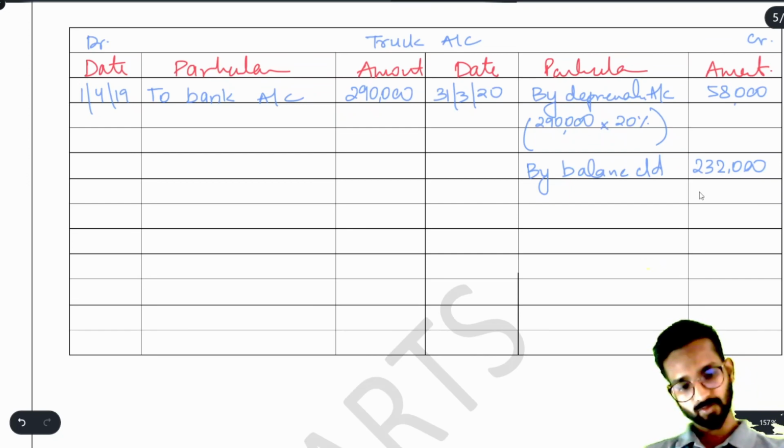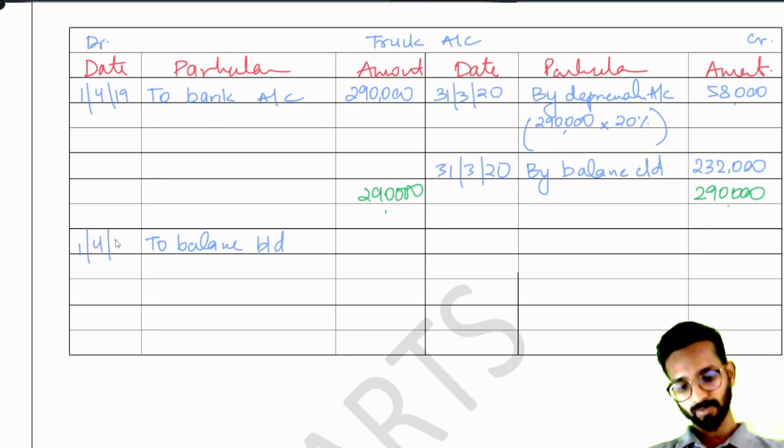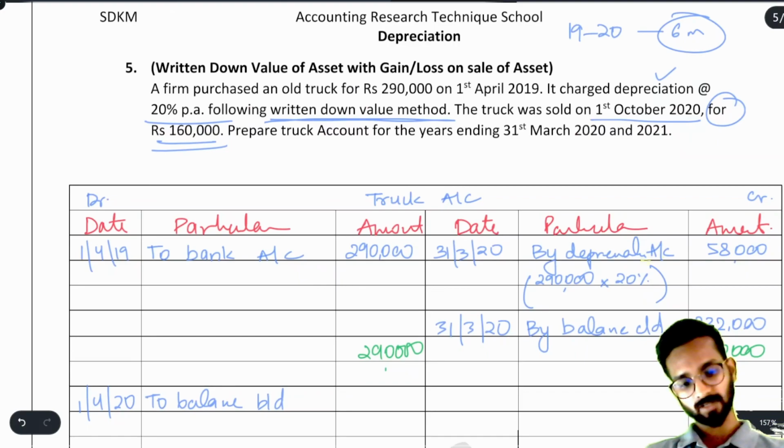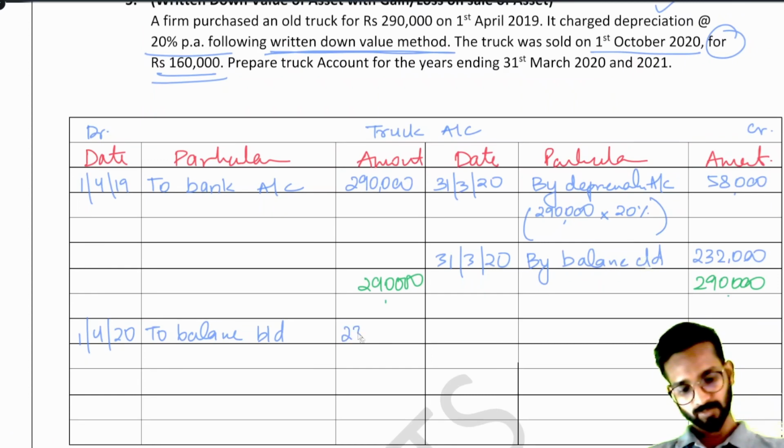Now what will happen? This is your total of 2,90,000 and 2,90,000. Then again you will write the opening balance, to balance brought down. This was 31st March 20, this will be 1st April 20. When I sold that, I sold the truck on 1st October 2020. So I will write here on 1st October 2,32,000.